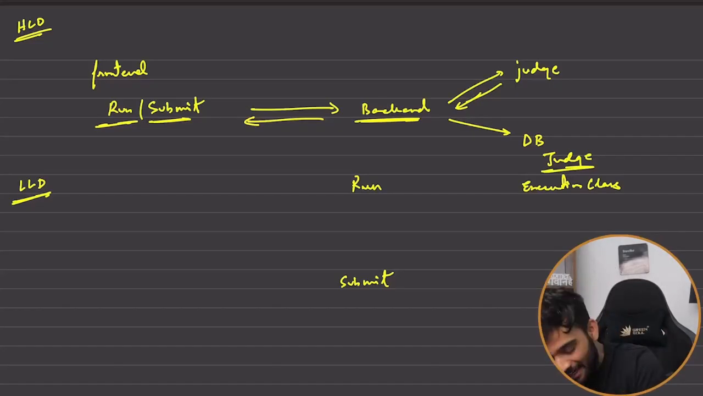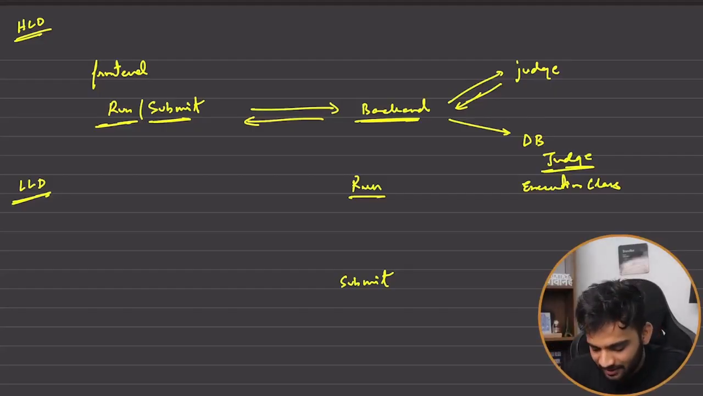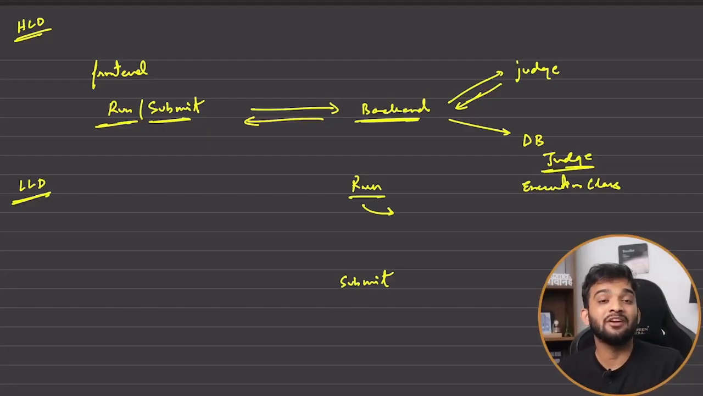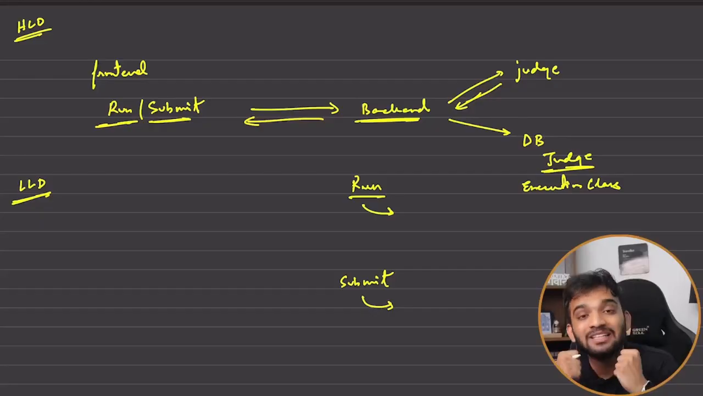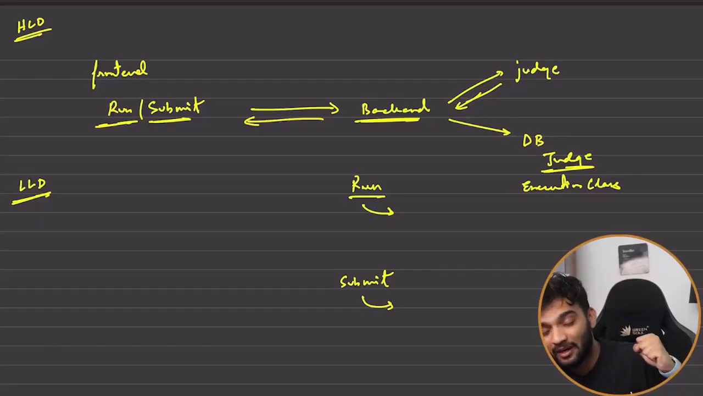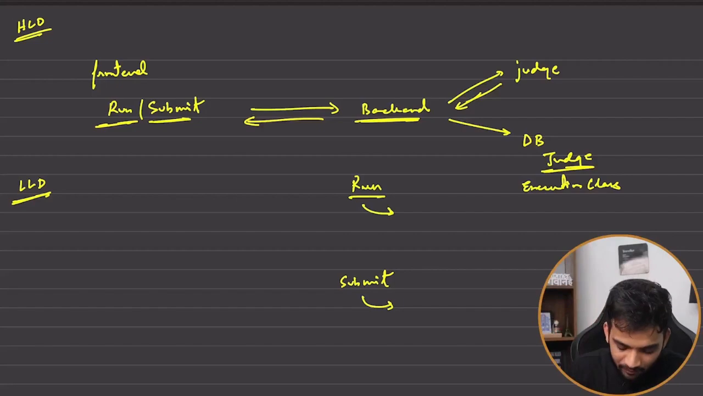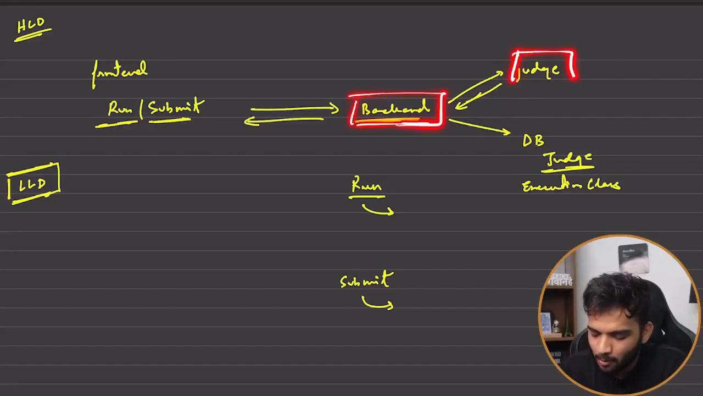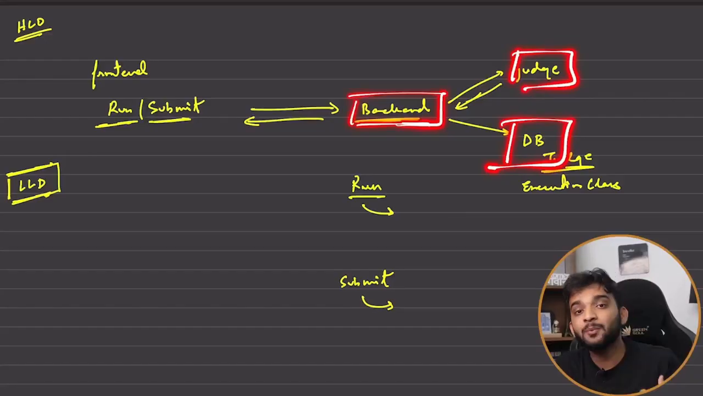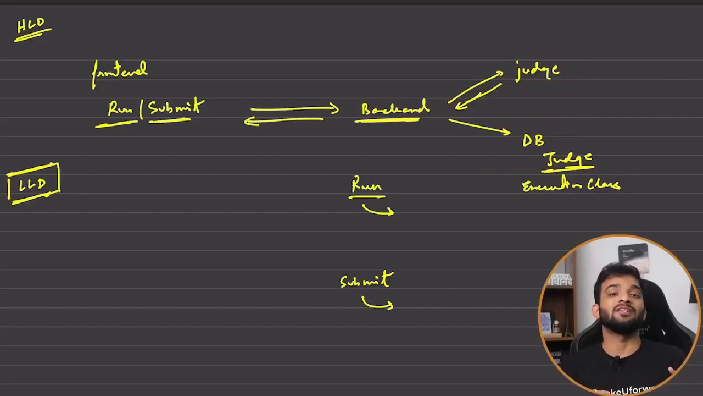When you get into details and you say that in your backend, you have a run class, inside run, what do you have? You define the variables. Inside submit, what do you have? You define the variables. That is when we define it as low-level design. So for every system, you will have small components. And for every component, you will have a design into it. And that is what we term as low-level design.